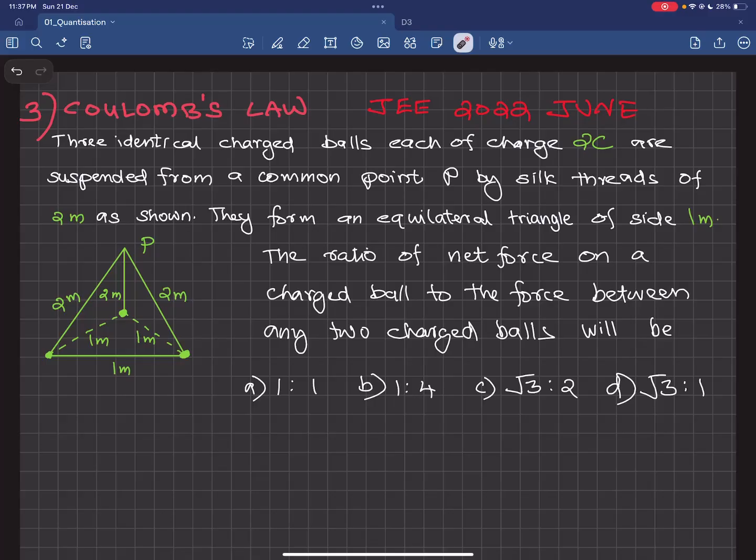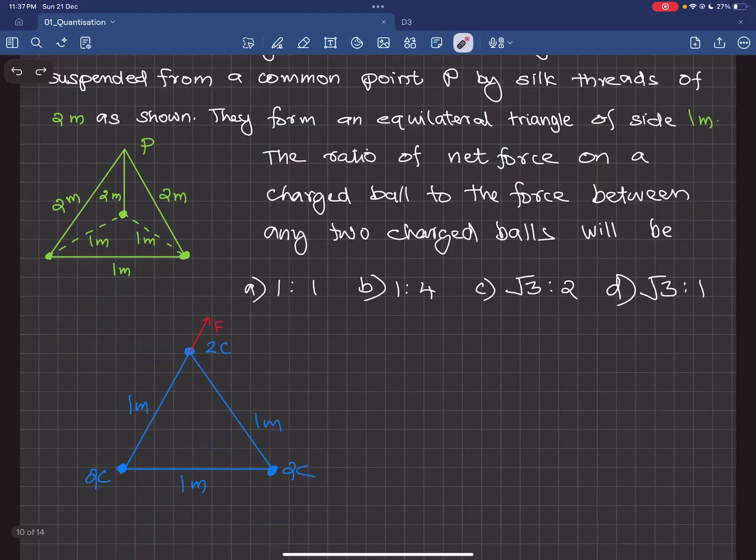What they wanted is a ratio of net force experienced on one of the charges from the other two to the force between any two charges. To do that, if you view from the bottom of the silk threads, you feel the 3 charges will be at the 3 corners of an equilateral triangle of 1 meter side. Let's find the force experienced on one of the charges from the other charge.